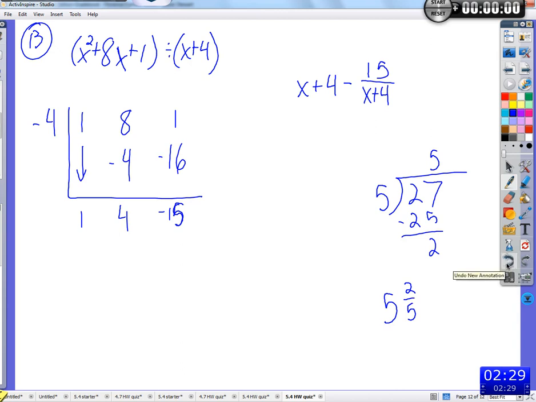Same thing here. We're able to divide x squared plus 8x plus 1 by x plus 4. Our main part is x plus 4 minus 15, which still needs to get divided into x plus 4 pieces. So that's how we write a remainder. We take the remainder over the original divisor.